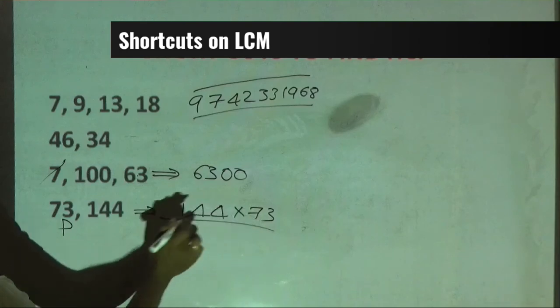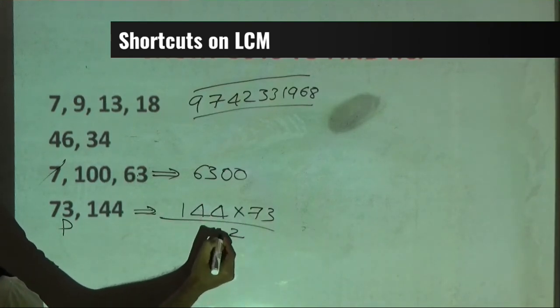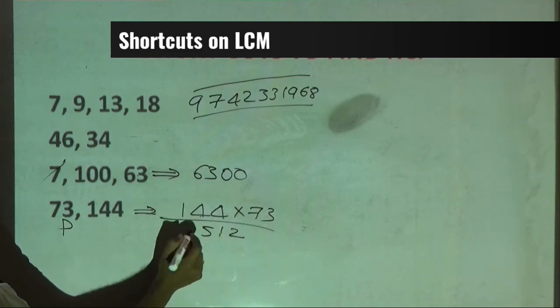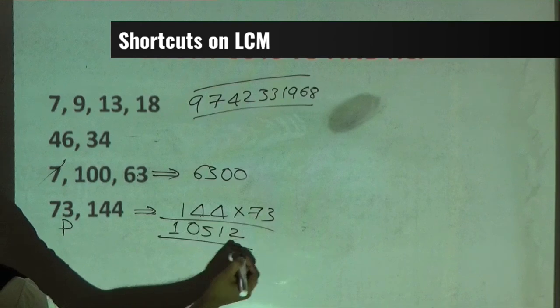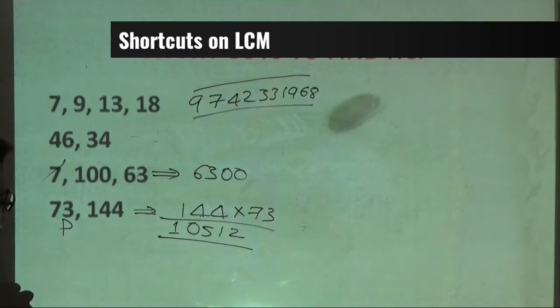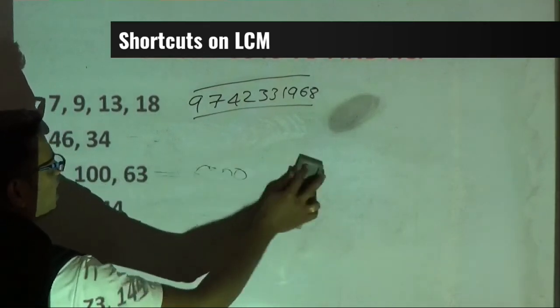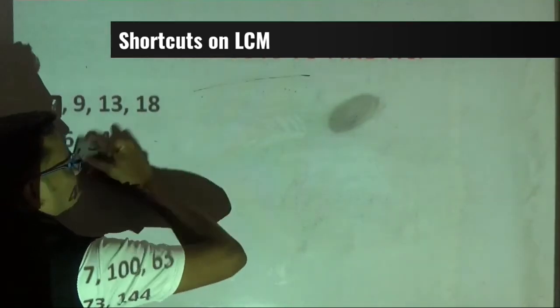Now please observe here. Through Vedic mathematics I will multiply this now. The answer for this question is 10512. That is how you can find the LCM of any numbers in less than 10 seconds.